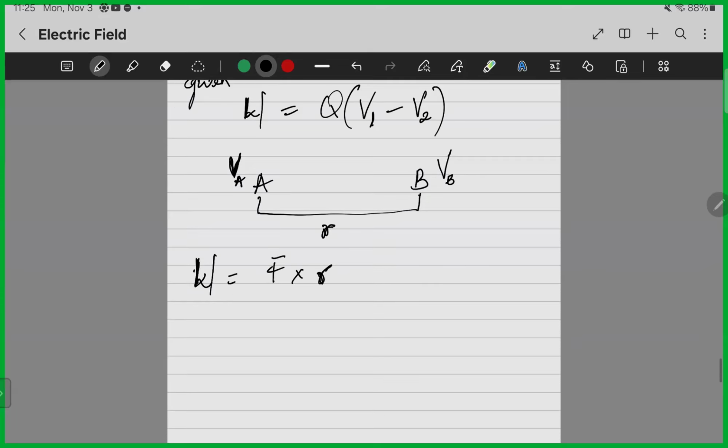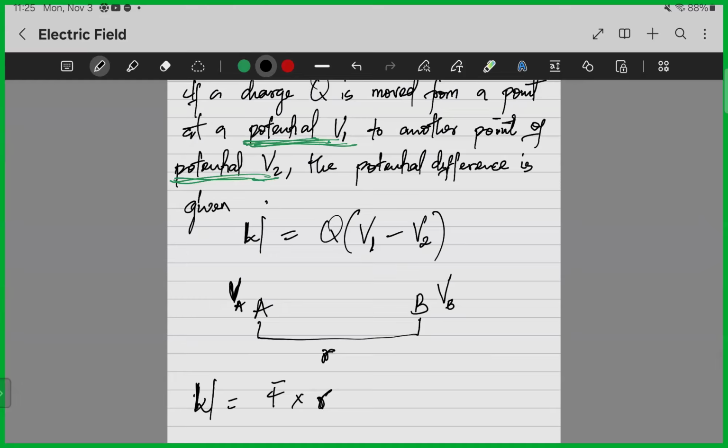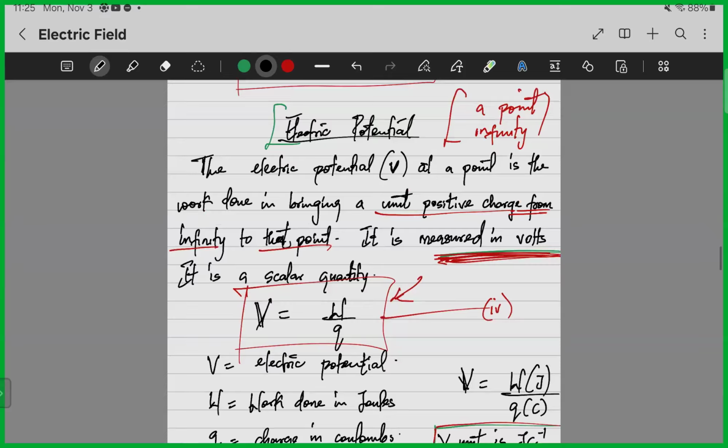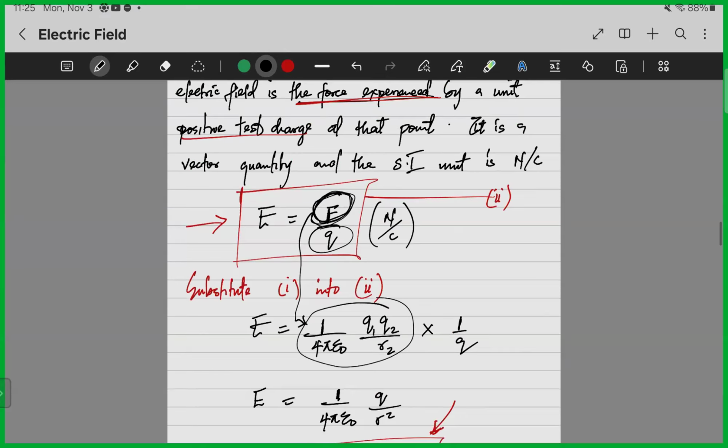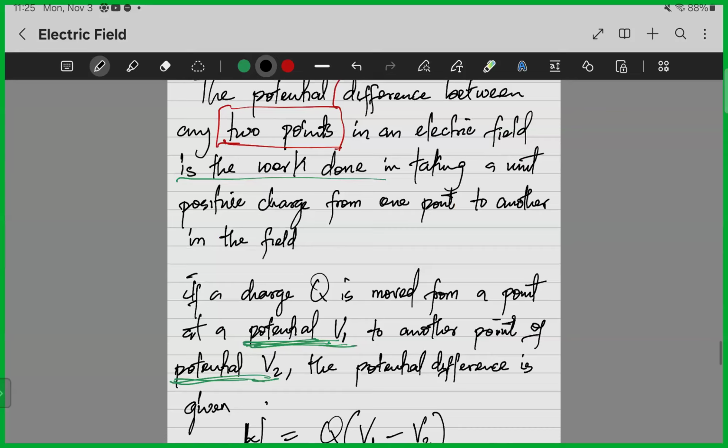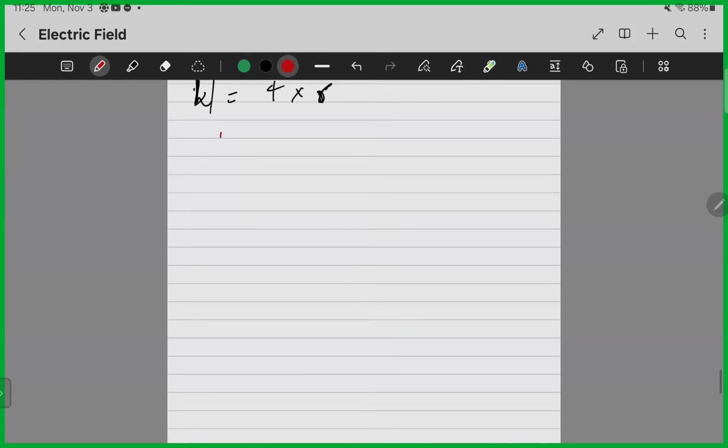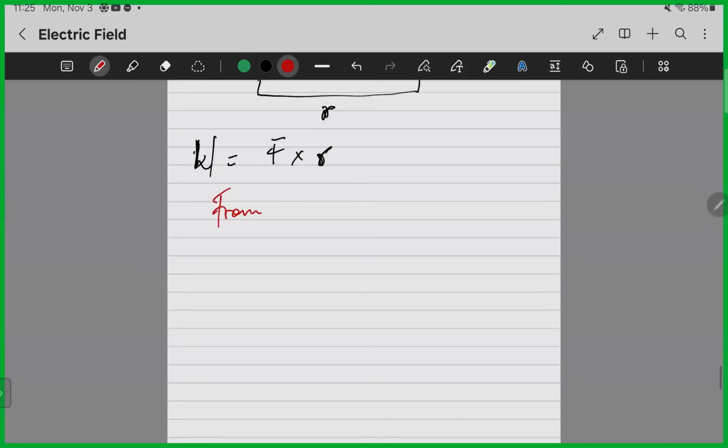And then we have already established the electric field formula. From equation Roman figure 2, we have E equal to F over Q. If we make F the subject of the formula, we have F equal to EQ. I think we stopped at Roman figure 5, so I'm going to call this Roman figure 6.